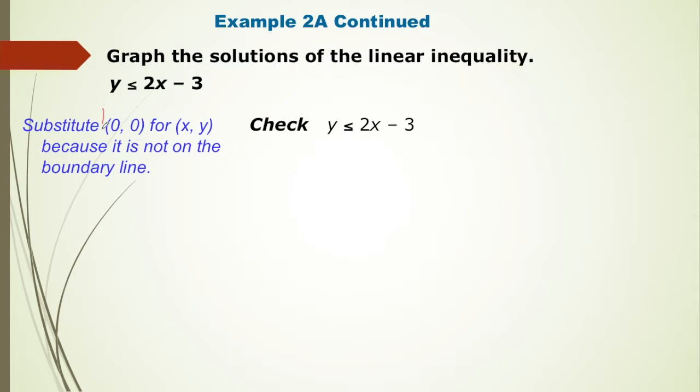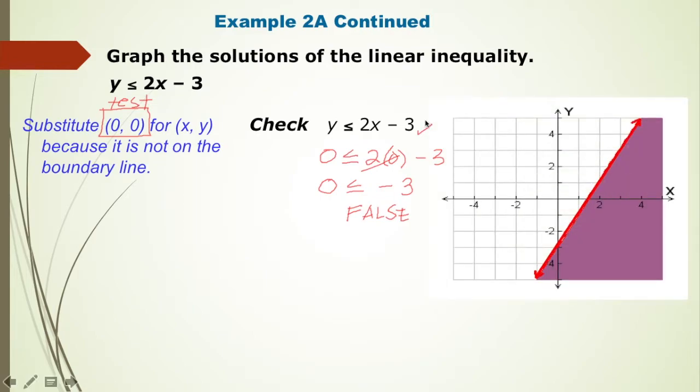For us to know that, we will test the point 0, 0 for x and y because it's not on the boundary line. So let us plug in 0 to y. This is 2, and your x is 0, minus 3. So this will be 0. 2 times 0 is 0, minus 3. Okay? Now, is 0 less than or equal to negative 3? Is this statement true or false? Remember that 0 is greater than negative 3. So therefore, the test point 0, 0 made this inequality false.